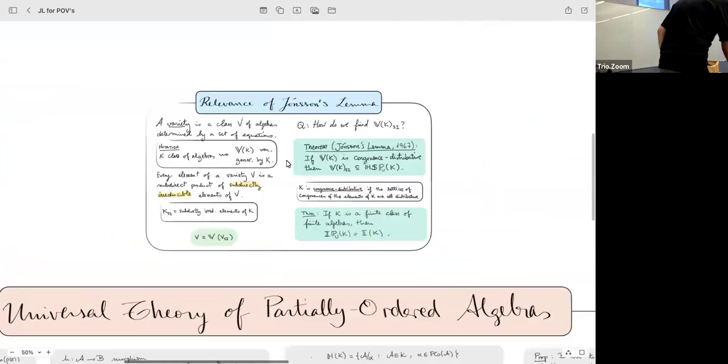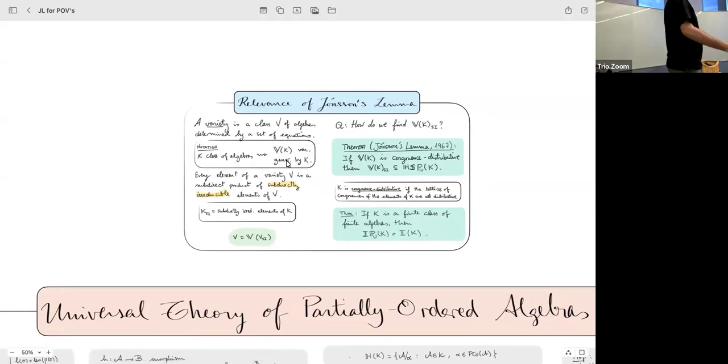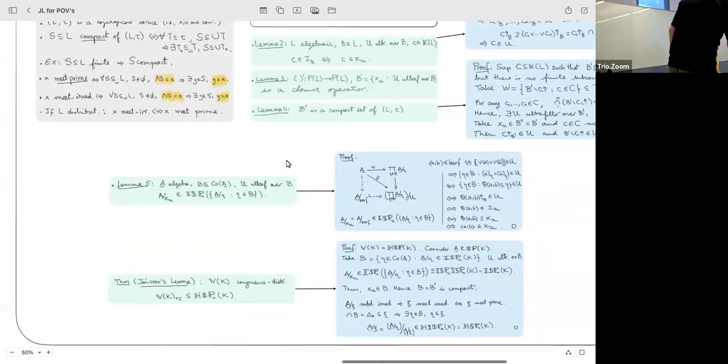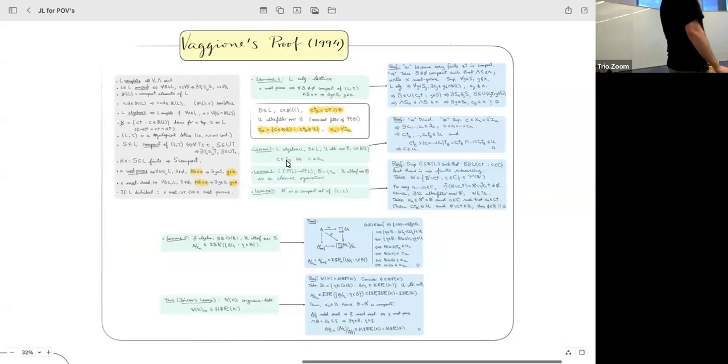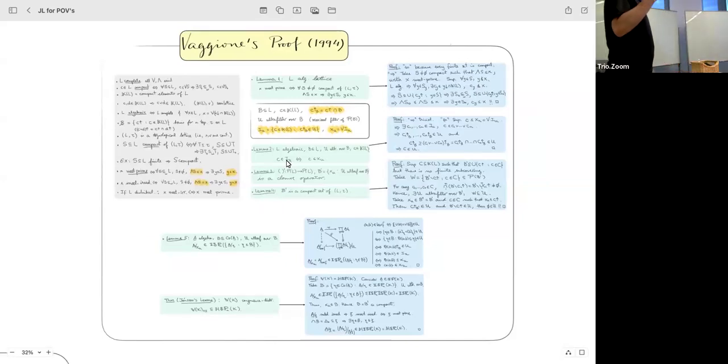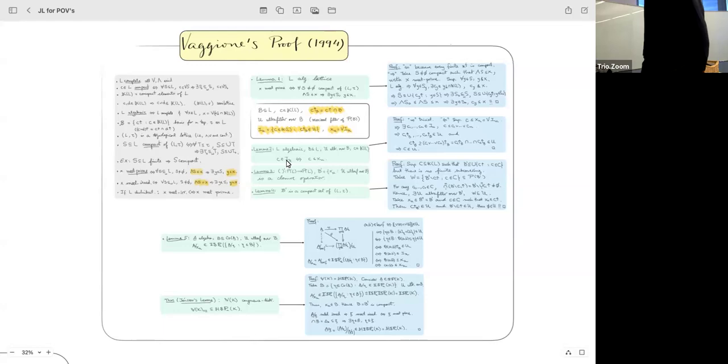First, I'm going to speak about the relevance of Jónsson's lemma, why it is an important result. Then I'm going to show you not the original proof, but a proof by Jónsson. What is nice about this proof is that it distinguishes two parts, one that is more lattice theoretic and the other that is more algebraic. The lattice theoretic part is just the general setting that we will use later on to prove our result by imitating the algebraic part. But the lattice theoretic part is going to be true because it only depends on the structures of lattice.